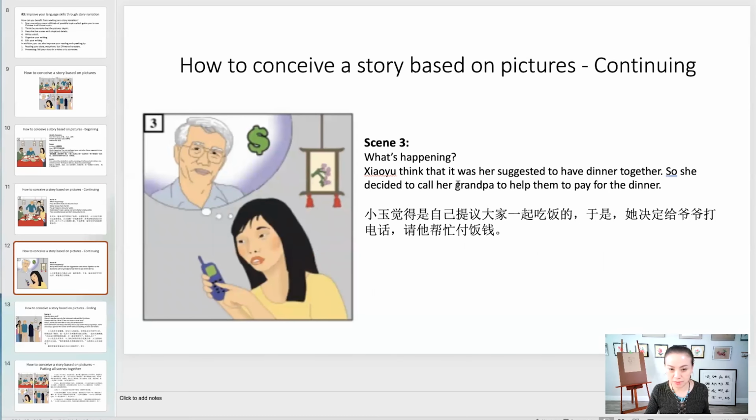Scene 3. What's happening? 小玉 thinks that it was her suggestion to have dinner together, so she decided to call her grandpa to help them pay for the dinner. So 小玉觉得是自己提议大家一起吃饭的，于是她决定给爷爷打电话，请他帮忙付饭钱。Yeah, the picture shows that she is calling grandpa and asking about the money. This one is a little bit easy.